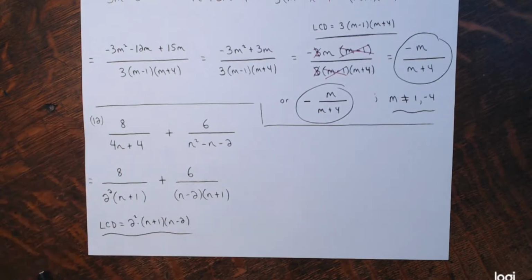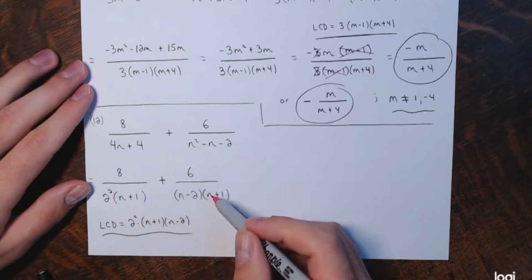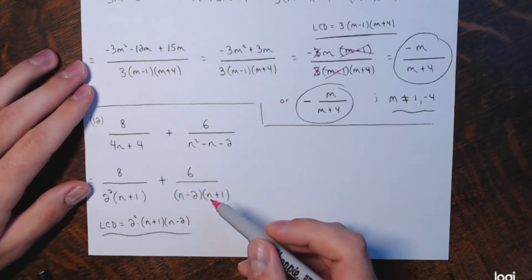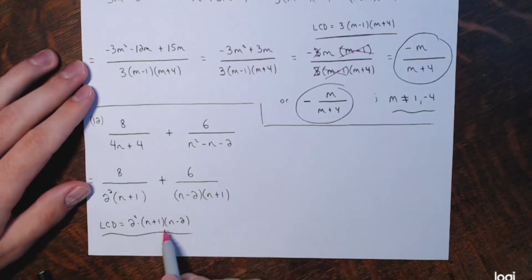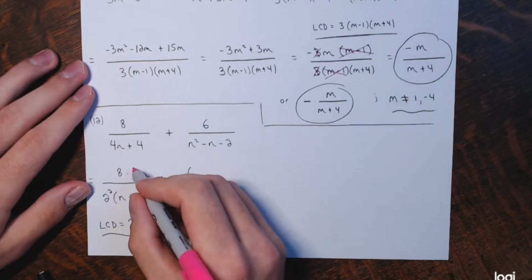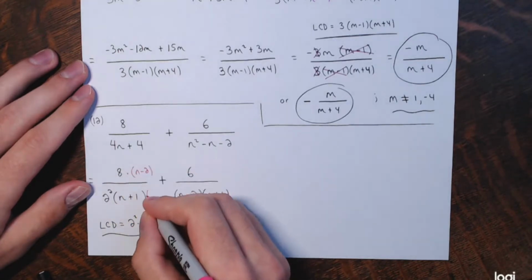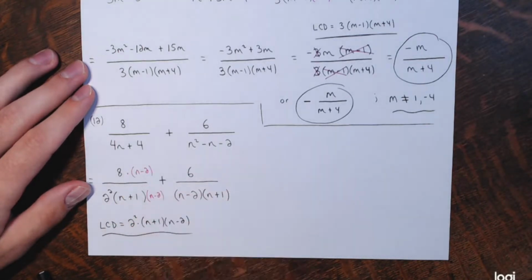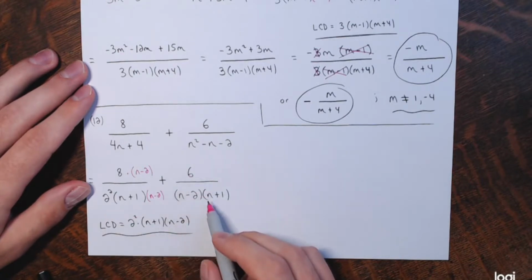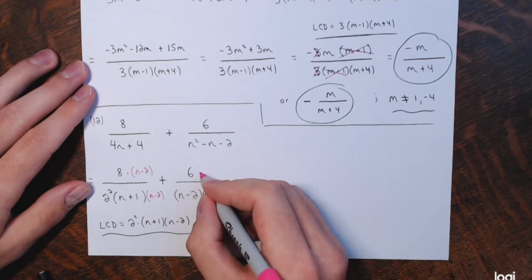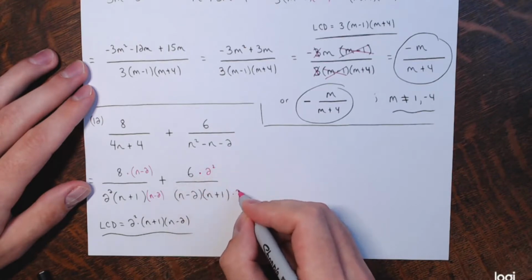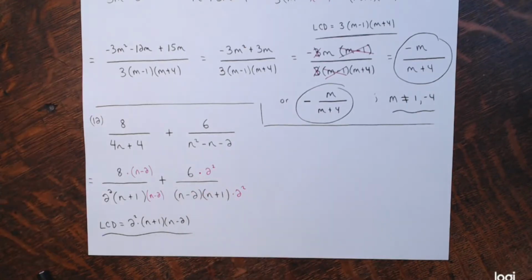Alright, so in order to transform each fraction into an equivalent fraction with the LCD as a denominator, the first fraction I'd have to multiply the numerator and denominator by the quantity n minus 2. Alright, now the denominator is the LCD. The second fraction, I'd have to multiply the numerator and denominator by 4. Alright, or by 2 squared, which I'll write as 4.